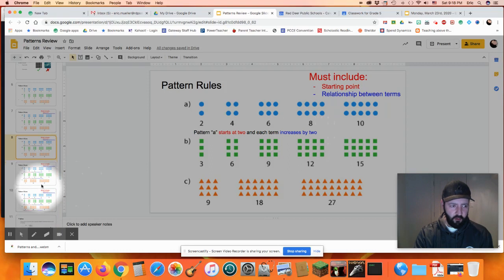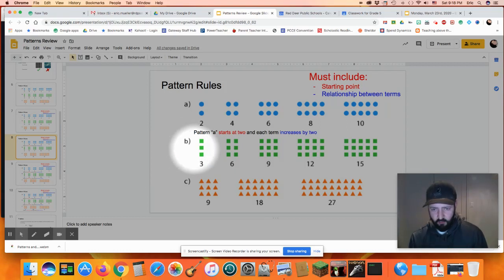So let's have a look at a second example here. Example B, I'm going to give you about 5 seconds here to have a look at this and to see if you can describe the pattern rule that you see in front of you. So go ahead and do that now.